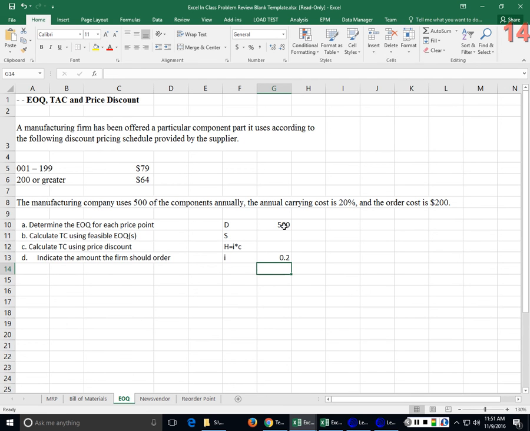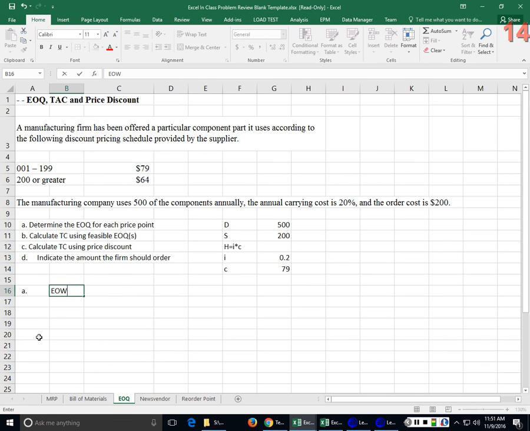Oh, order cost is S. Order cost is S. So, and then what is the cost if I'm going to do the EOQ for 1 to 199? What's the cost? 79. 79, right? So as I start to do this first one for $79, I have all the information I need, right? And so I can go ahead and I'll just go ahead and do A right here.